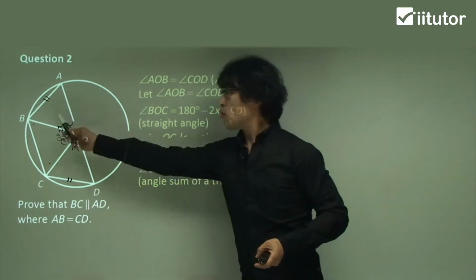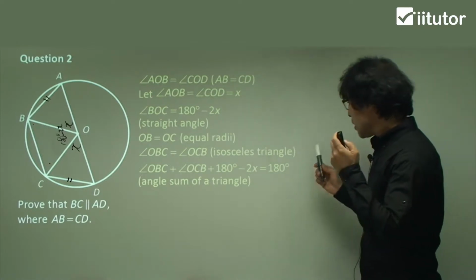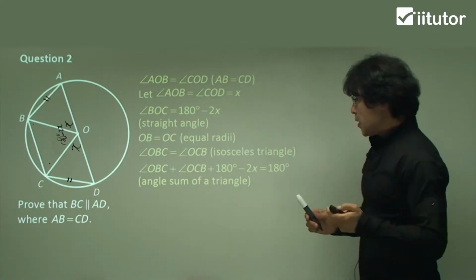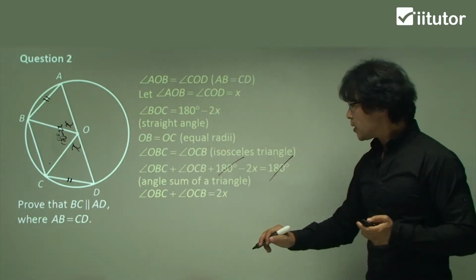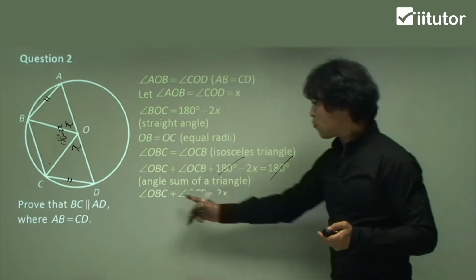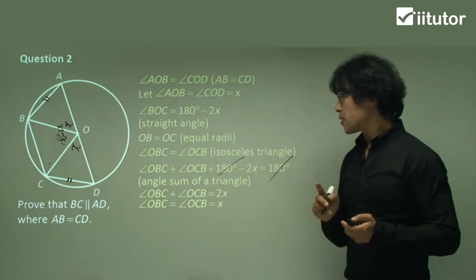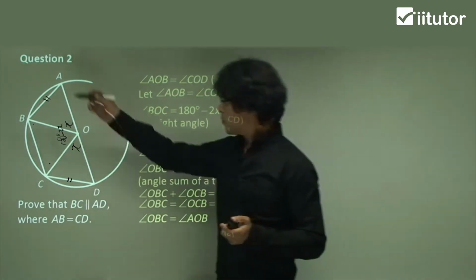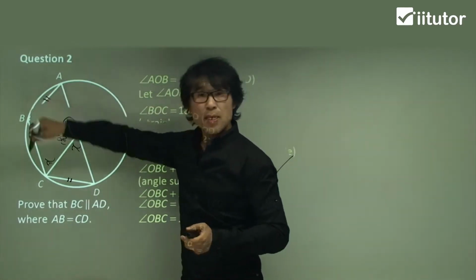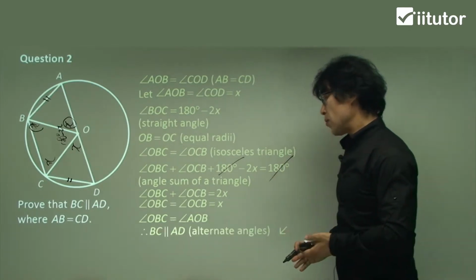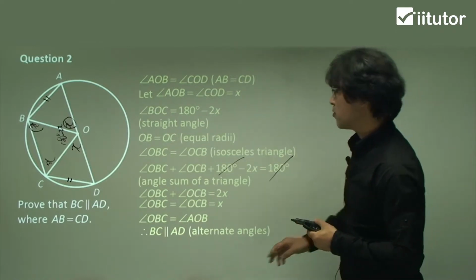So the sum of all three angles in the triangle must be 180 degrees. Then that plus that is 2x, because we can cancel 180 and 180, and move 2x to the right hand side. And then we know these two angles are the same, okay? So therefore, this is x, therefore OBC, so they are x and x. Therefore, what this is saying, these two angles are the same, x, okay? So we can say they are parallel because they are alternate angles, okay? So that's how you move on.